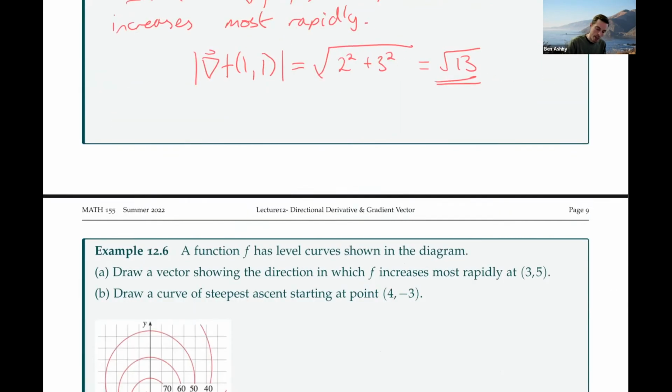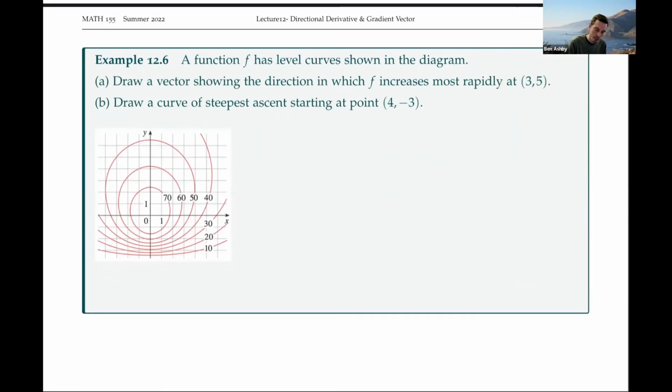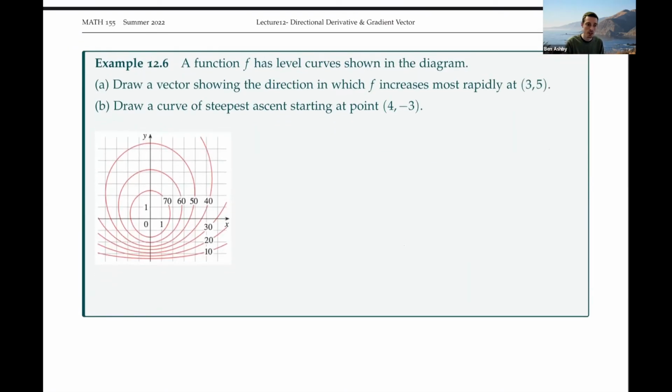Okay, so suppose now we have a function that is described by some level curves, as shown here. How do we draw a vector showing the direction in which f increases most rapidly at a particular point? So we're asked to show the direction where f increases most rapidly at the point (3, 5). So this up here is going to be (3, 5).